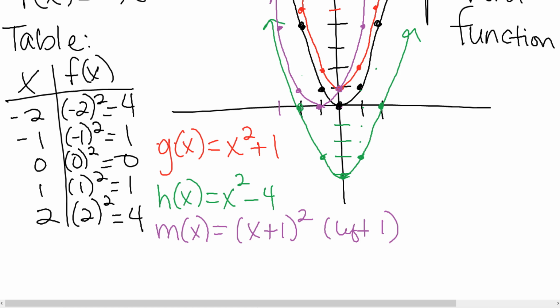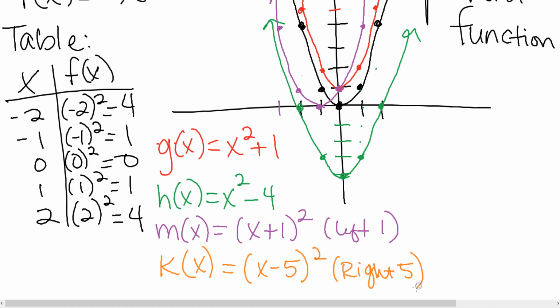If we have another one, k of x equals x minus 5 squared. So we change the h, change the sign of the parentheses. We're going to go to the right 5. Starting from the parent function, 1, 2, 3, 4, 5.